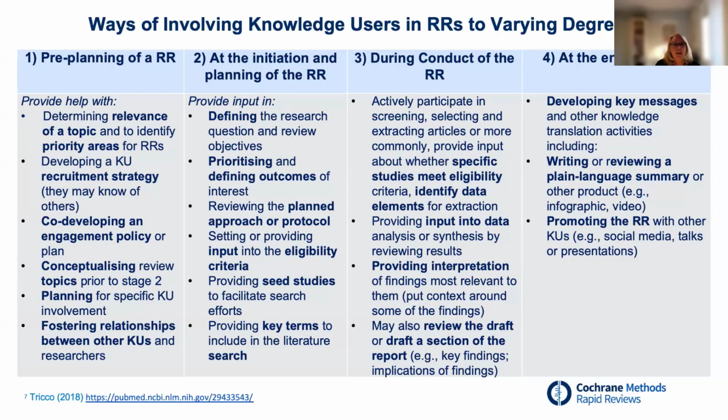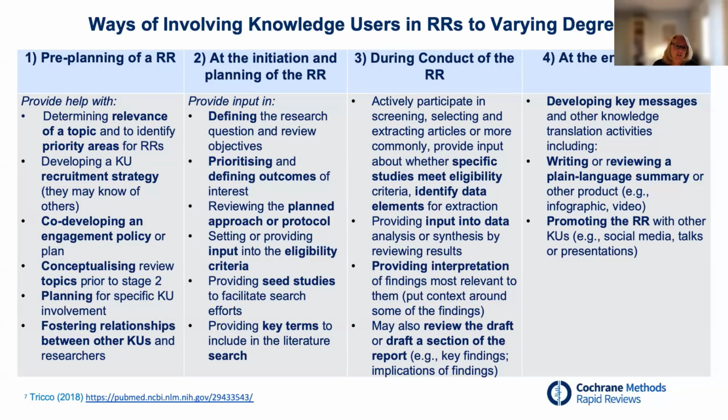So in terms of ways of involving knowledge users in rapid reviews to varying degrees, this can be done across all stages of the review process. I'm just going to touch on a couple of highlights here. There's obviously more detail in the paper that we refer you to, but just to say, there's obviously a fully integrated approach you can have where a knowledge user at one end of the spectrum is involved in absolutely co-producing every element of a rapid review.